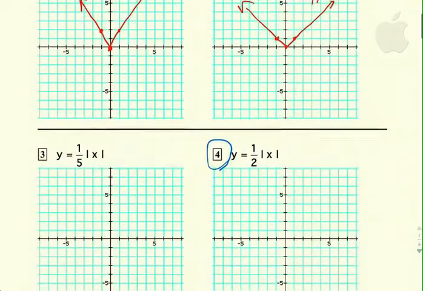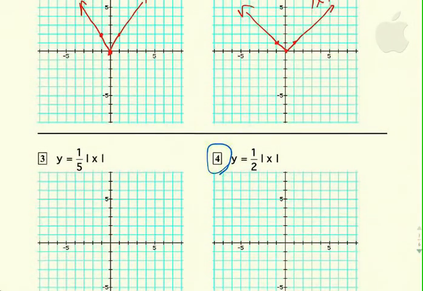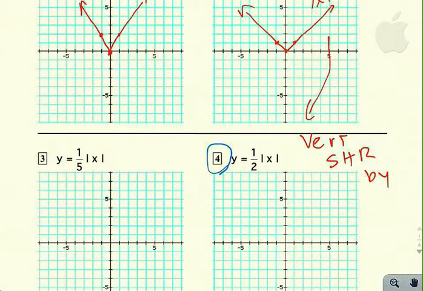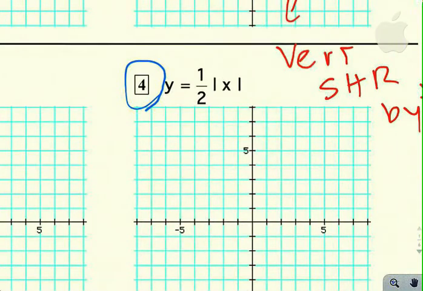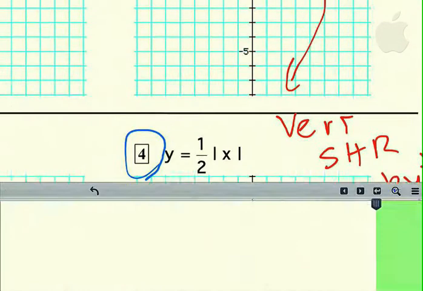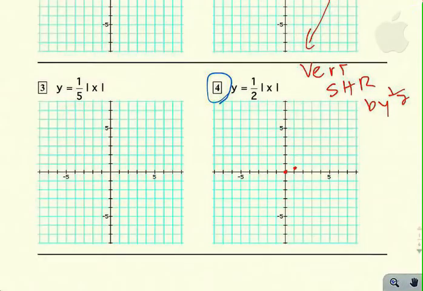In number 4, what's happening to the red graph? Well, it'll be a vertical shrink by 1/2. (0, 0) will still be there. And instead of (1, 1), we'd have (1, 1/2). Instead of (-1, 1), we'd have (-1, 1/2). Whoops. There.